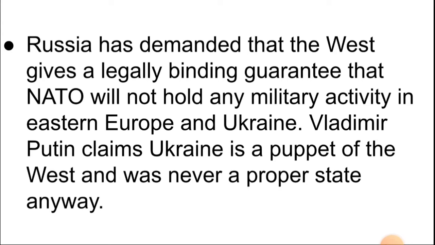Then Russia demanded that the West give a legally binding guarantee that NATO will not hold any military activity in Eastern Europe and Ukraine. Vladimir Putin claims Ukraine is a puppet of the West and was never a proper state anyway. Russia demanded this guarantee, as there is always a cold war going on between Russia and the United States, because they are the two superpowers of the world. To remain secure and sovereign, and to protect its internal security, Russia demanded that the West give a legally binding guarantee that NATO will not hold any military activity in Eastern Europe and Ukraine. Putin also claimed that Ukraine is a puppet of the West and was never a proper state anyway.